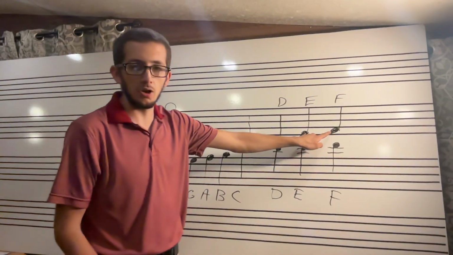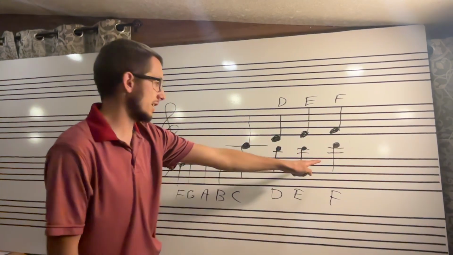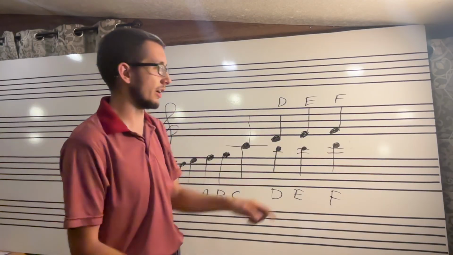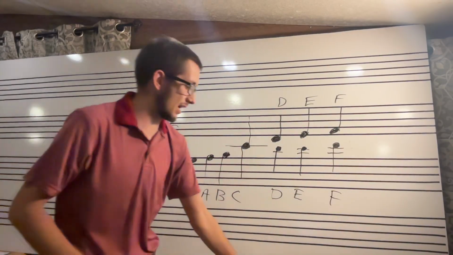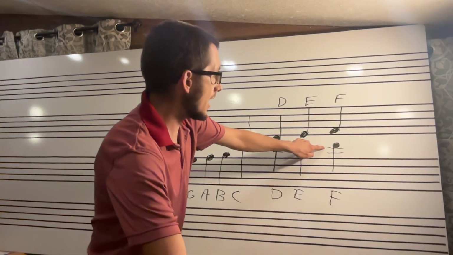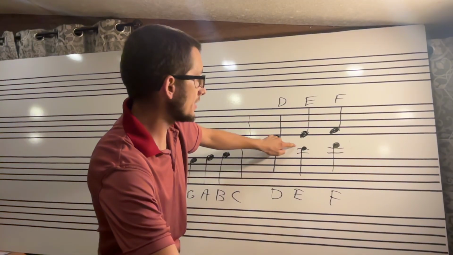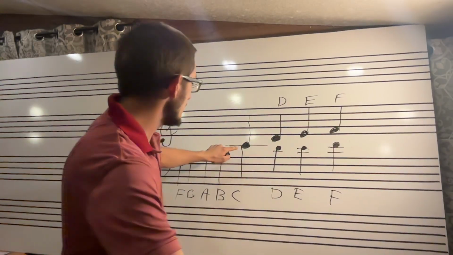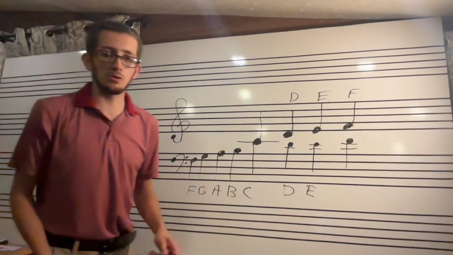Now this F on the treble clef up here is the same F as this F right here on the bass clef that is written above the second ledger line right there. So this F and this F are the same exact F. F, F, E, E. These are the same E's. D, D, C, C. So how cool is that?